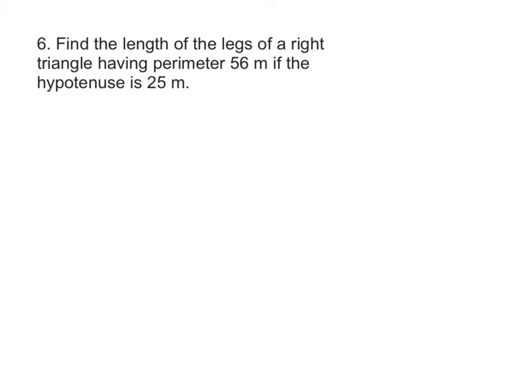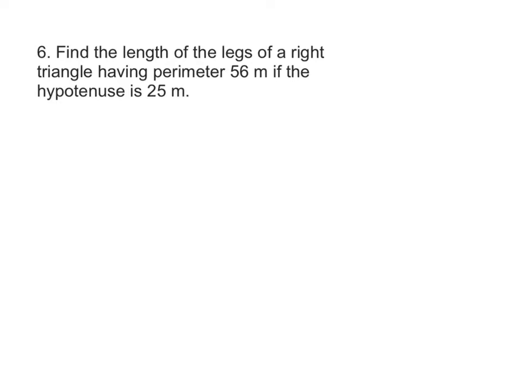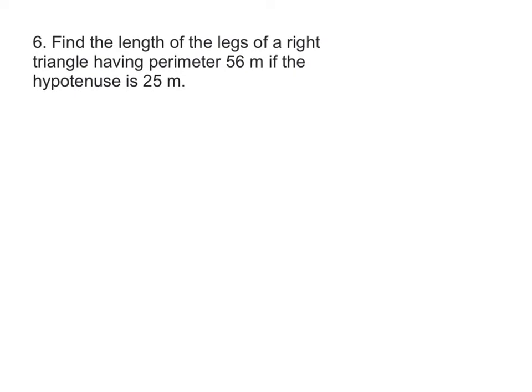6 says, find the length of the legs of a right triangle having perimeter 56 meters if the hypotenuse is 25 meters. So we want to find the legs of a right triangle. And what's going to be beneficial for us on this one is to create an image. It's a right triangle, so I'm going to draw a right triangle to the best of my ability. Okay? And it says we want to find the legs, right? So that would be here and here. I'll name those x and y. And then they said that the hypotenuse was 25.